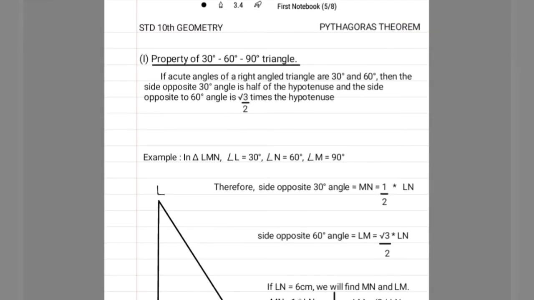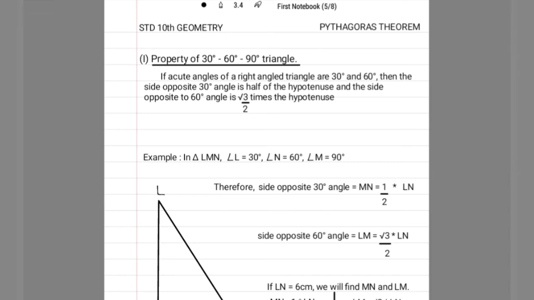The next topic is the property of the 30, 60, 90 triangle. Before starting this topic, I would like to mention that in the previous topic, the Pythagorean triplet topic, I forgot to mention one thing. If we prove that the LHS and RHS are equal, then it is called a Pythagorean triplet. But if both sides are not equal, that is LHS is not equal to RHS, then it won't be a Pythagorean triplet.